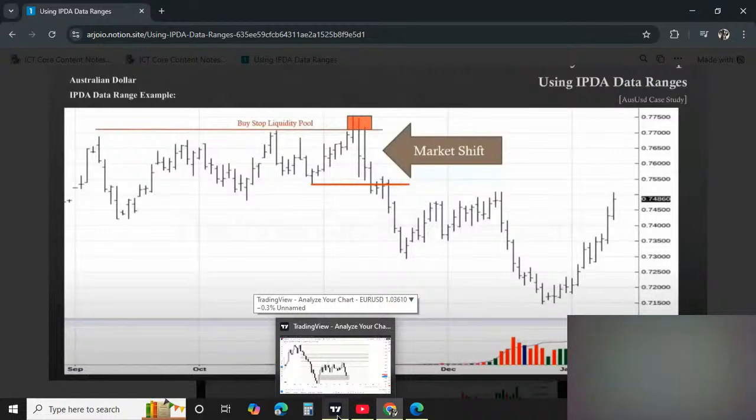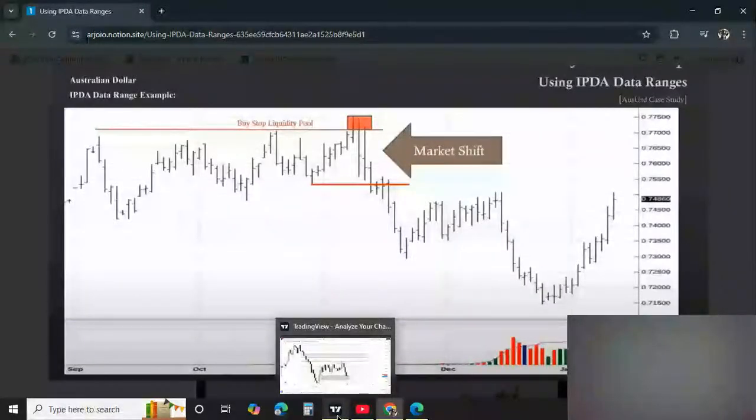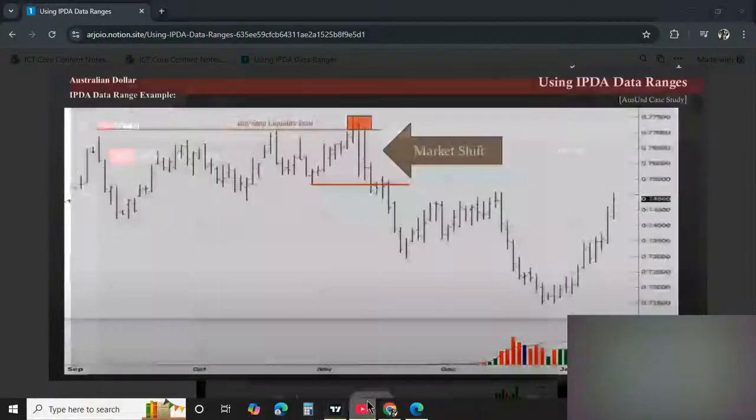Now the buyers also have to book their profits. So how and when are they going to book their profits in the premium?